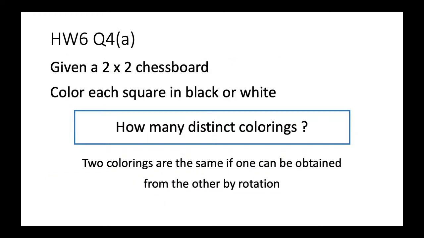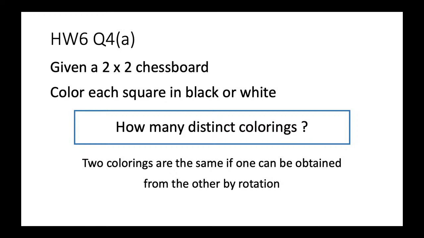Now question 4 is a Burnside theorem question. So we are given a 2x2 chessboard, and each of the squares will be colored black or white. We don't have any restriction about the coloring. So all the squares could be black, all the squares could be white. Any coloring of a certain square is independent of the coloring of another square. And here we want to find out how many distinct colorings there are.